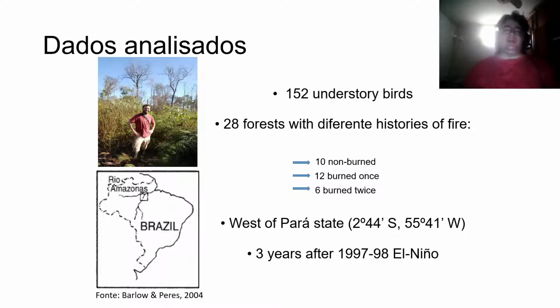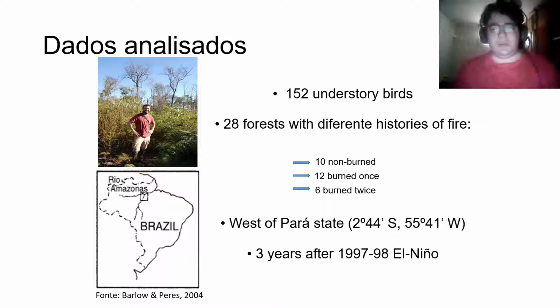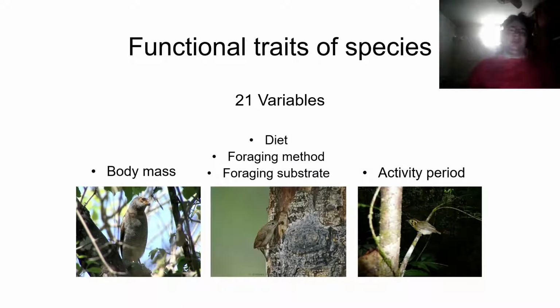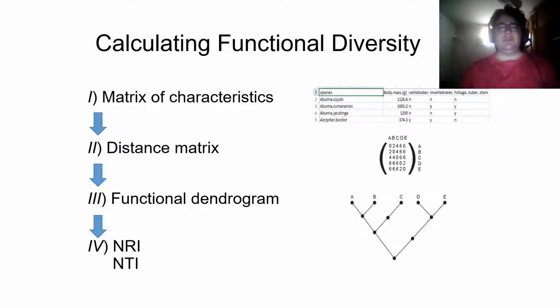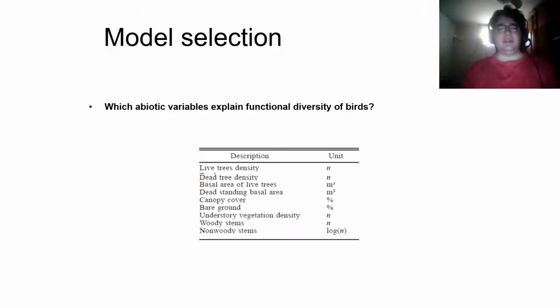So to study that, we got data on forests with different fire histories. We got 10 non-burned forests, 12 burned once forests, and 6 burned twice forests. And these forests were sampled 3 years after the 97-98 El Nino period. And we got some data on the body mass with biological characteristics of birds of the Amazon. Then to calculate functional diversity, we use a matrix of traits, and we transformed it into a distance matrix, Gower distance matrix, and then functional dendrogram, UPGMA, and then we calculated the NRI and NTI functional diversity matrix.